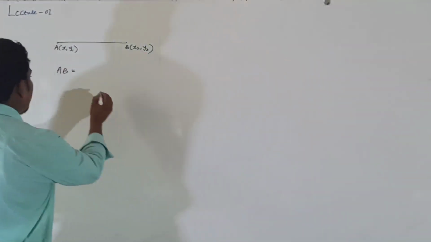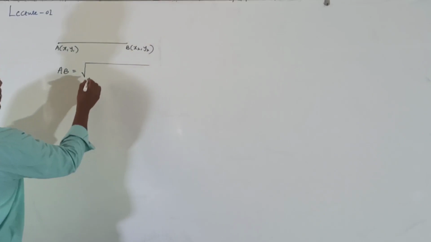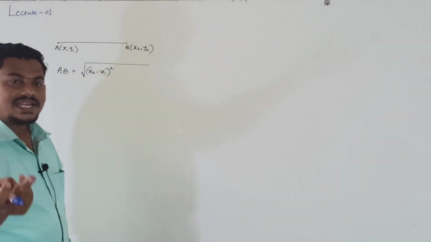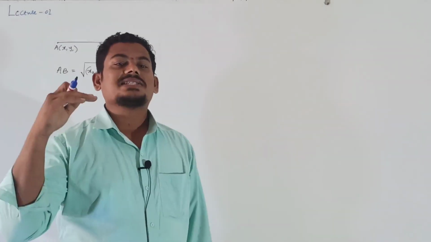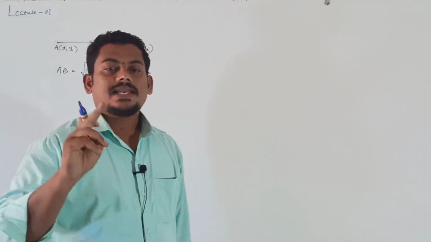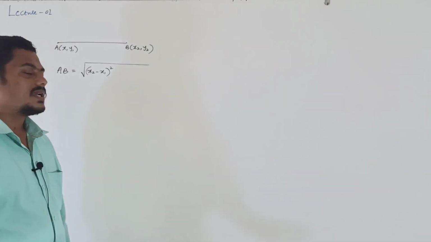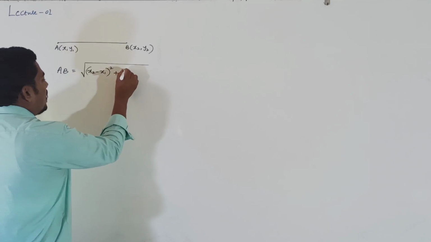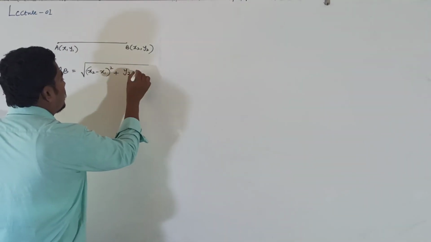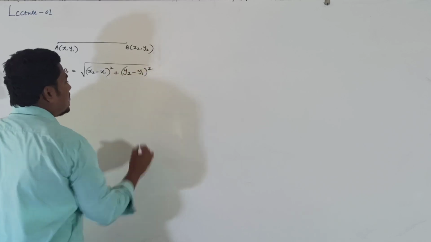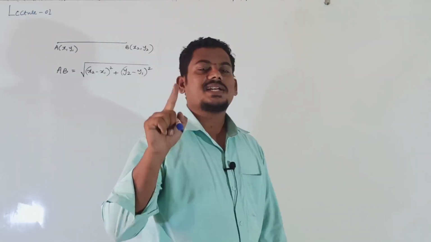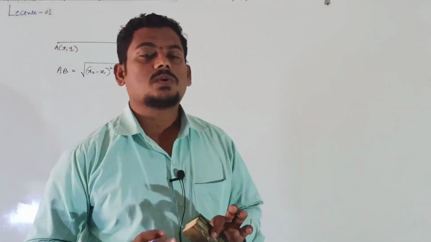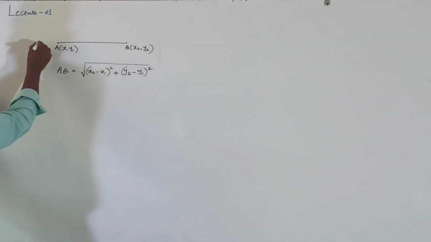Distance between 2 points formula: AB is equal to square root of (x2 minus x1) whole square, or else you can take x1 minus x2. Why? Because A minus B is same as B minus A. A minus B whole square is same as B minus A whole square. So you can take (x2 minus x1) whole square, or else (x1 minus x2) whole square, plus (y2 minus y1) whole square. This is the distance between 2 points x1 comma y1 and x2 comma y2 in 2D plane, right? This is one point.